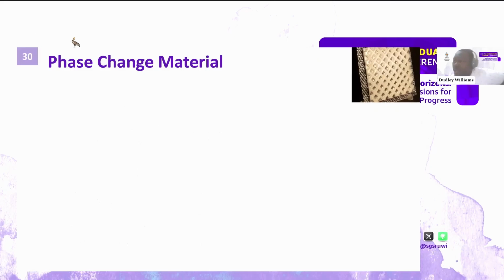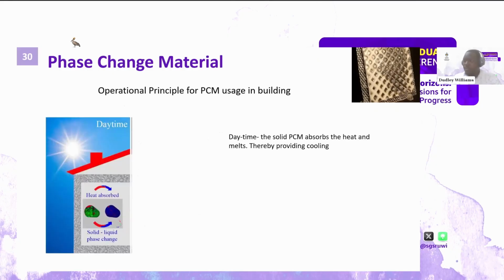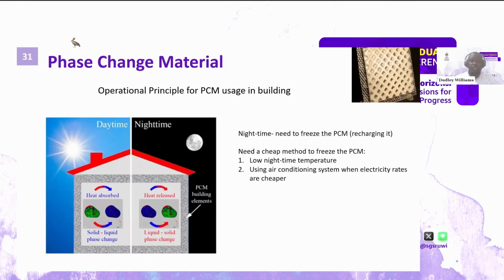So these materials will work in a building cooling setting as follows. In the day, you have that solid material, frozen, absorbing the heat from the building to try to keep the temperature cool. Once it absorbs that heat, it is eventually going to turn into liquid.